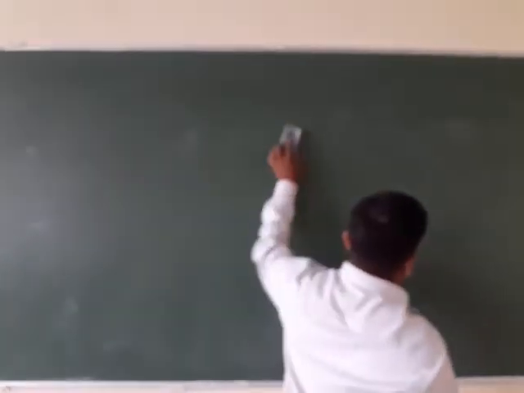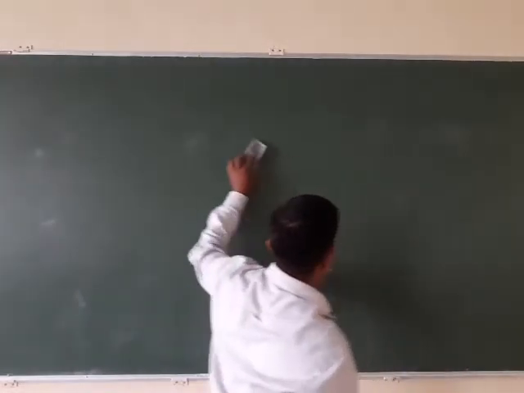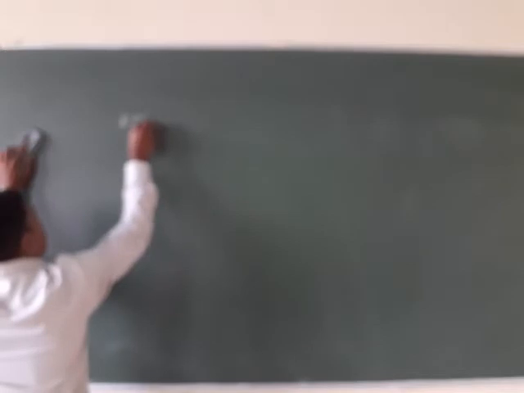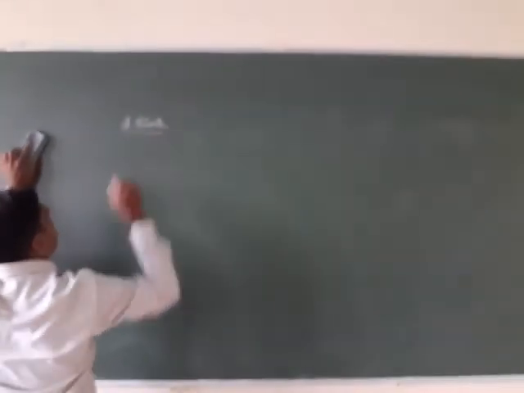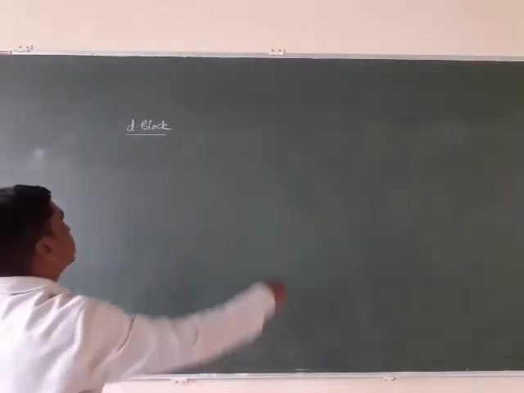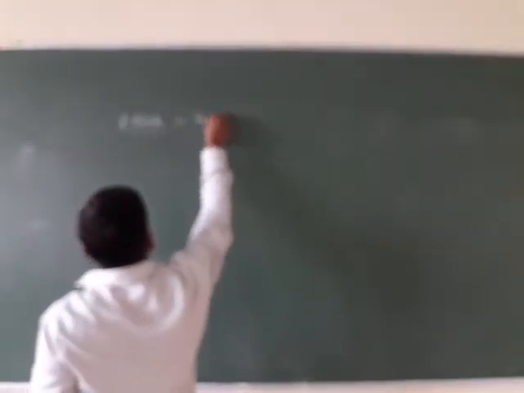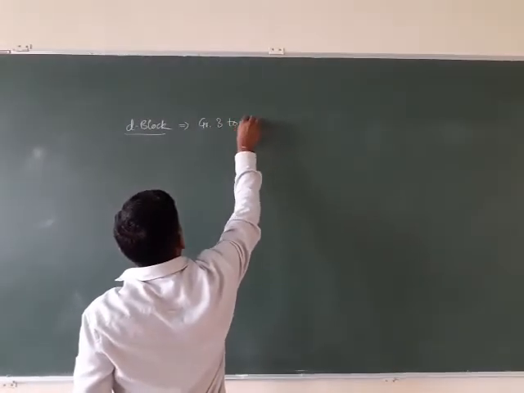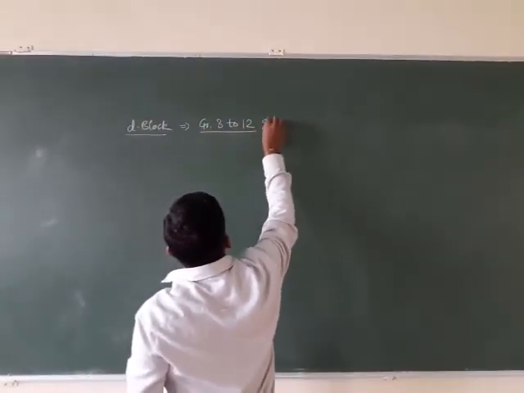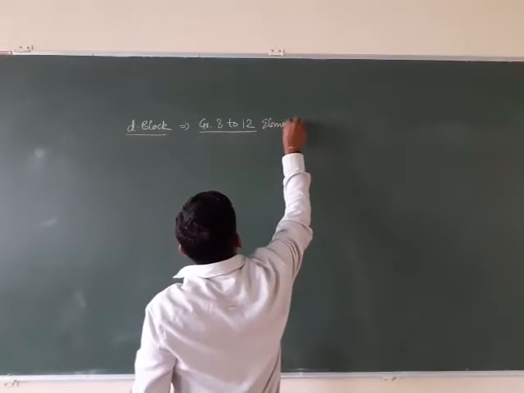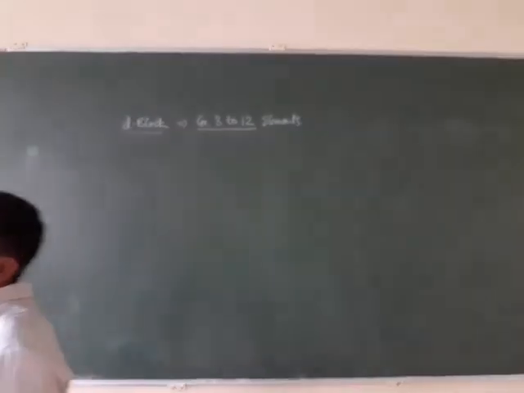So the block is the d block. What is it? D block elements. So in this d block, which groups are given? Group number 3 to 12 elements. Group number 3 to 12 elements are called d block elements.